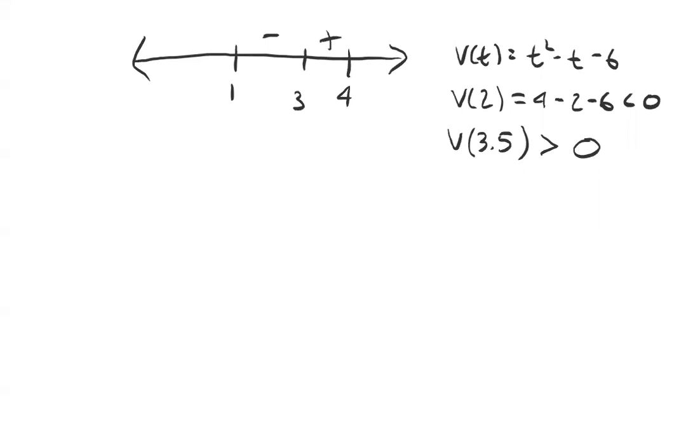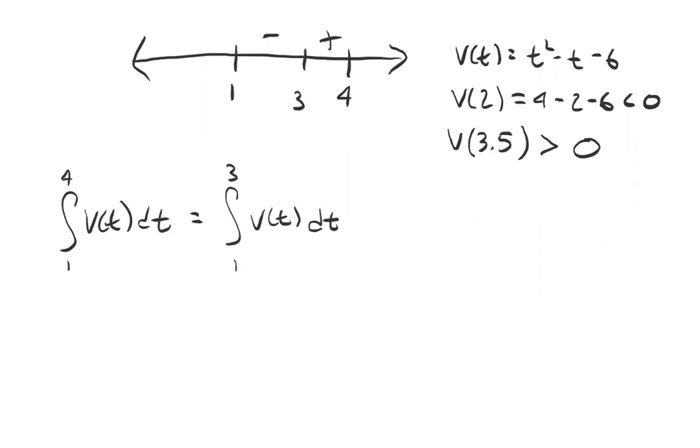So what I'm going to do now is break this integral. The integral from 1 to 4 of the absolute value of v of t dt, I'm going to break into the parts where it's negative and where it's positive, so let me put the absolute value signs.